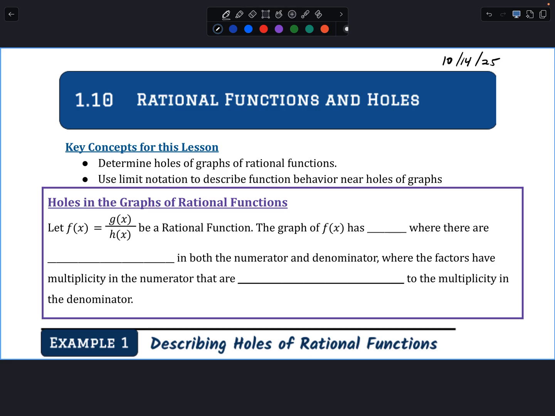So in this lesson, we're going to determine holes. I know we've already talked about holes a little bit, but there's one more thing we have to talk about for AP. And then use limit notation to describe function behavior near holes of graphs.